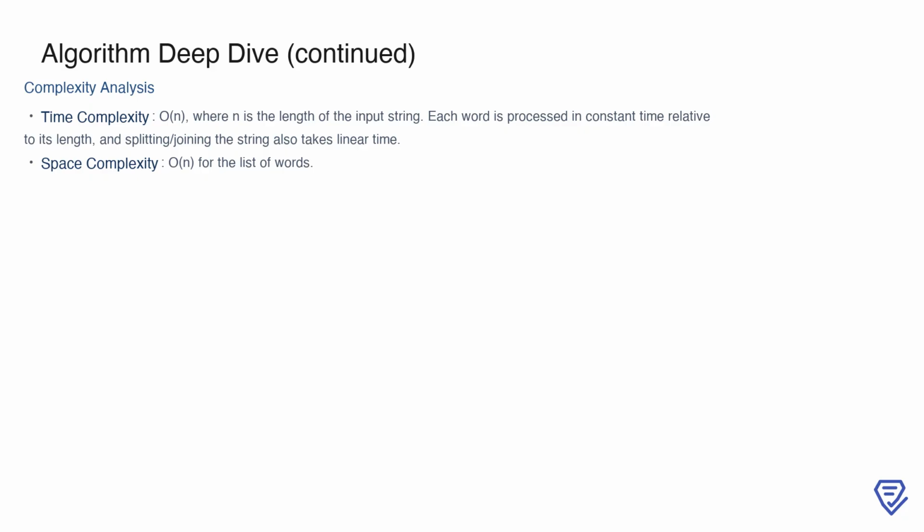To conclude, let's analyze the complexity of the algorithm. The time complexity is O(n), where n is the length of the input string. This is because each word is processed individually, and operations like splitting and joining the string are also linear in time. The space complexity is O(n) as well, since we store the words temporarily in a list before reconstructing the final string. Together, these efficiencies make the algorithm both practical and scalable for processing product names of various lengths.